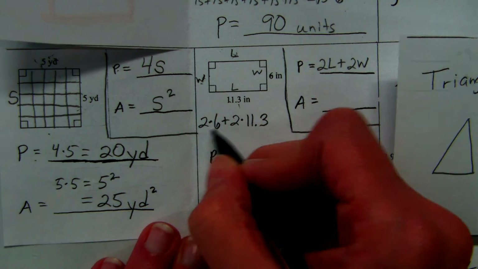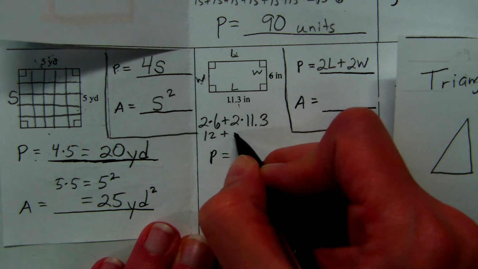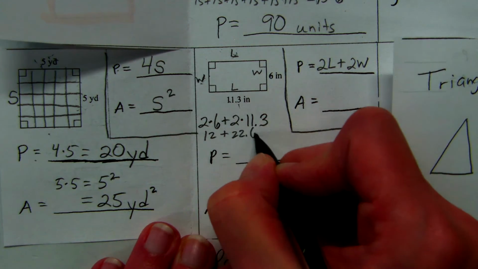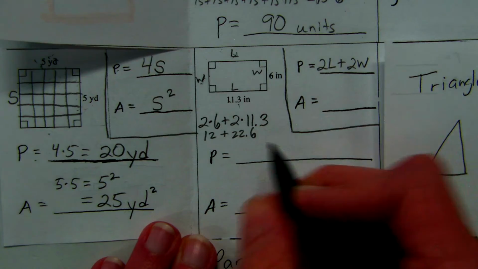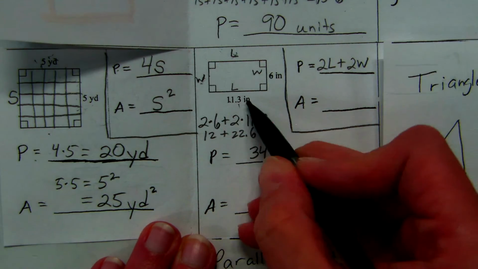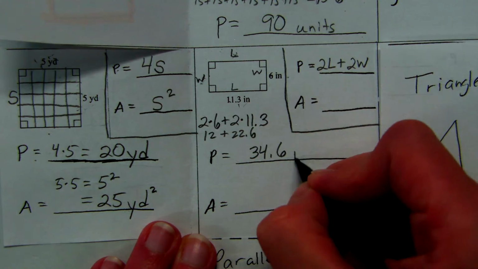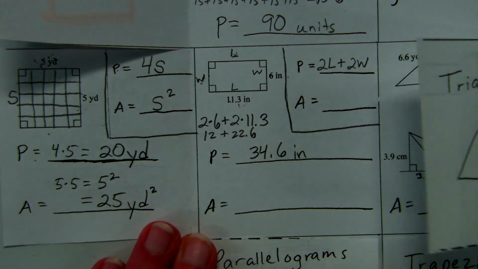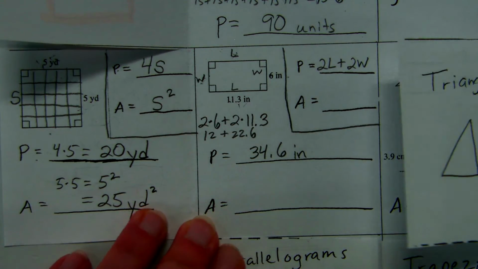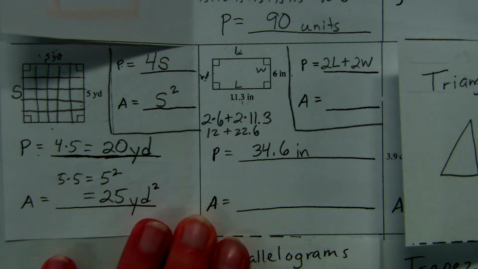And so 2 times 6 is 12. 2 times 11.3 would be 22.6. And if we add those up, we get 34.6. And then I need to label so I know what we're measuring in. That's inches. 34.6 inches is a whole lot different than 34.6 miles or centimeters. You want to have those labels so we know what we're talking about.